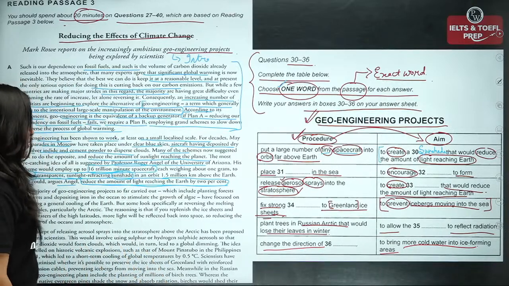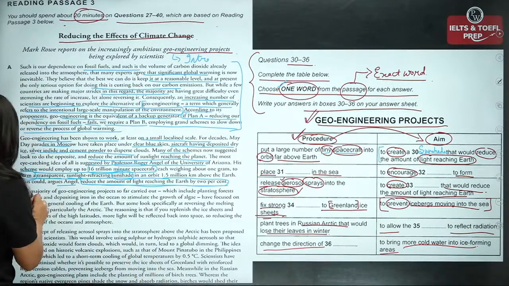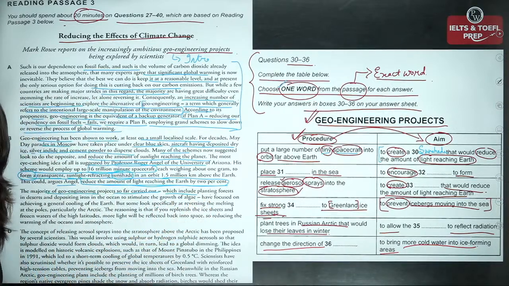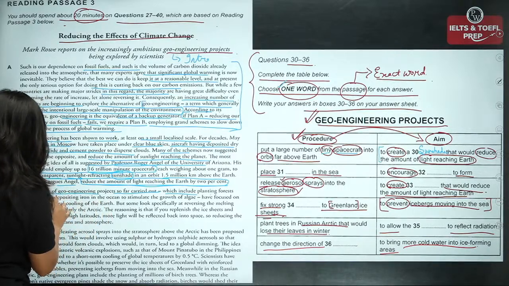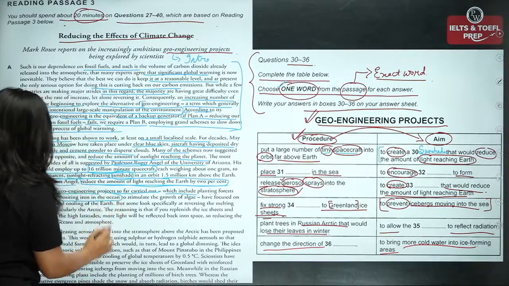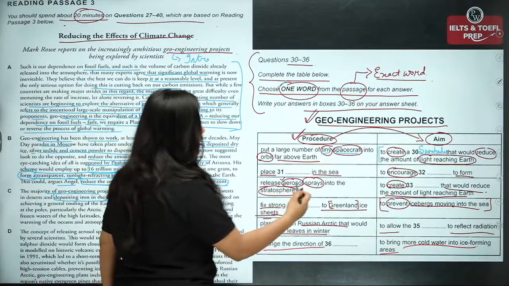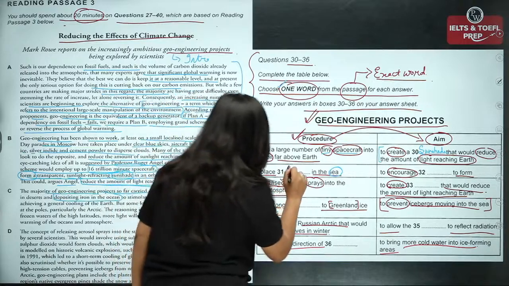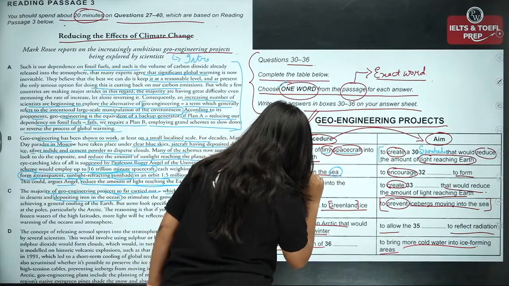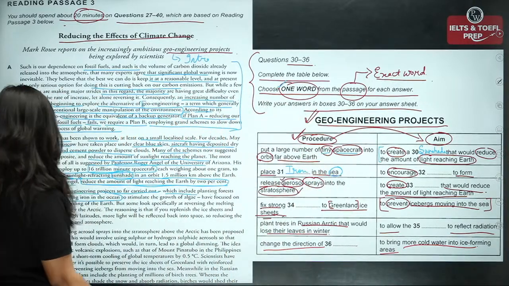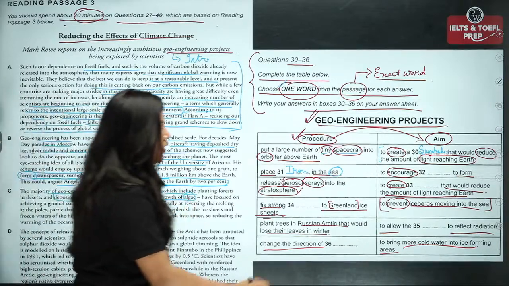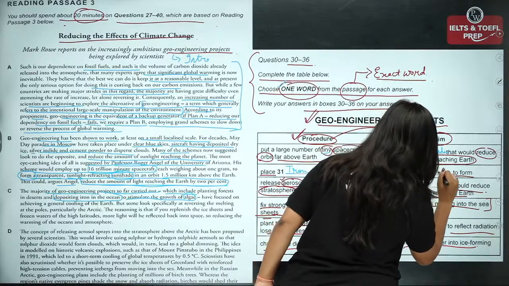Okay, now come here. Second one. Now, the majority of geoengineering projects so far carried out, which includes planting forests in deserts and depositing iron, depositing what in the ocean? Depositing iron in the ocean to encourage, to form, to stimulate the growth of algae. So here is your response: to encourage to form algae.